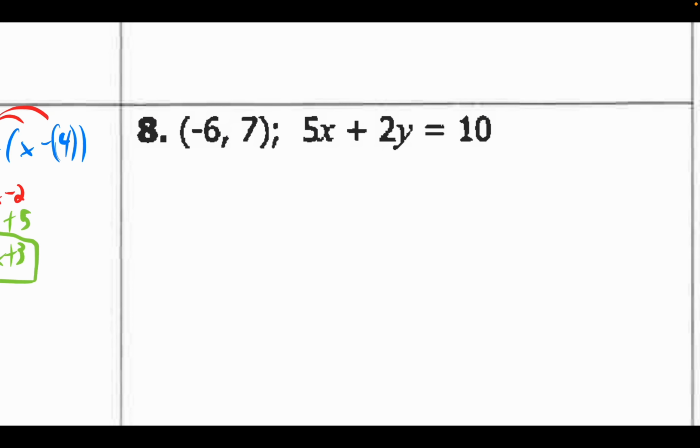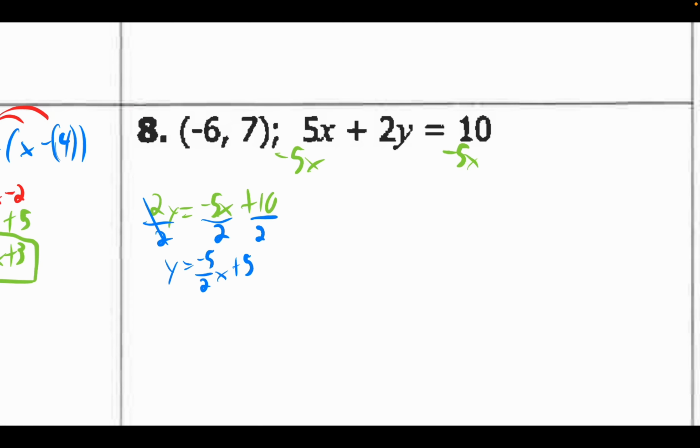On number 8, once again, need to find the slope of this line by getting in slope-intercept form. So I'll subtract 5x and again move my equation to the left so I have some room. And I'm going to have 2y equals negative 5x plus 10, dividing everything by 2. And I get y equals negative 5/2 x plus 5, telling me that my slope of this line is negative 5/2.